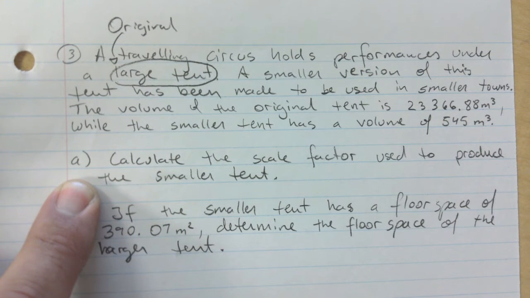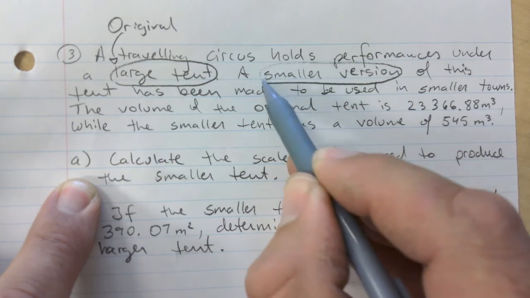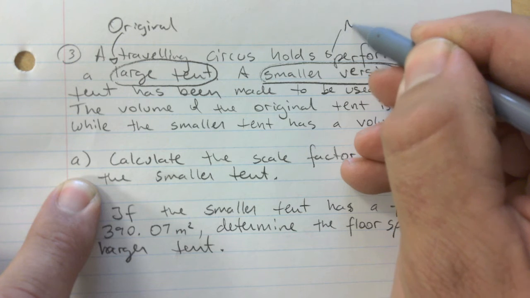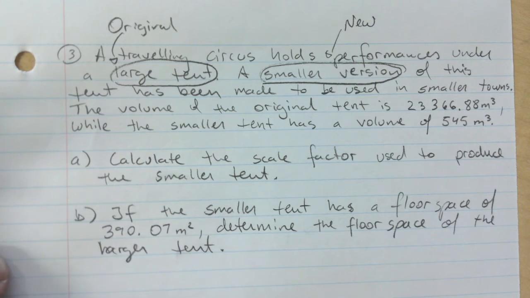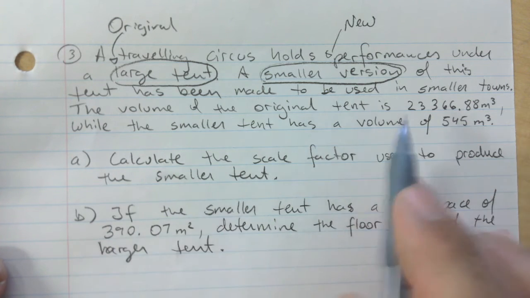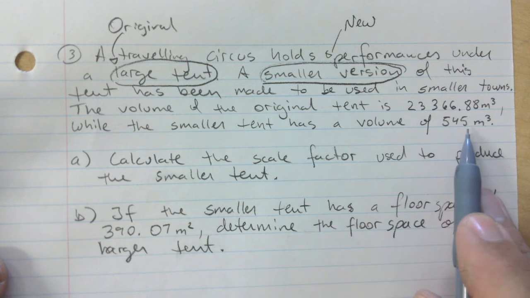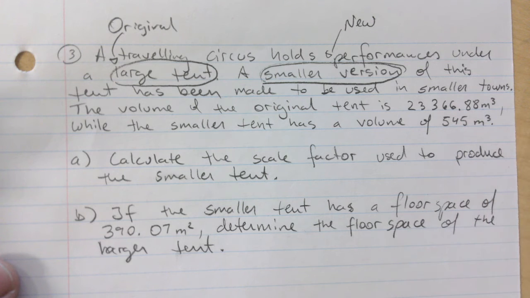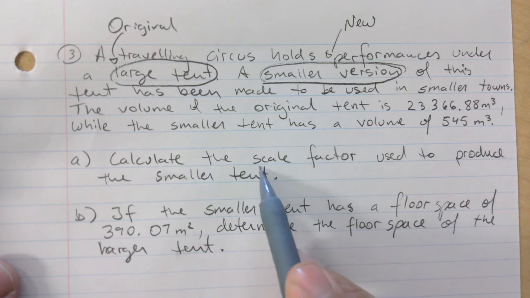Right? The large tent is going to be original, and this smaller version, small tent, is going to be the new one. Okay. So that's what I'm going to use, new and original here. And so they give us the volume of the original and the volume of the small one. That's a hint, hint, right? If they give you both volumes, you can find the scale factor from it, right? So calculate the scale factor used.